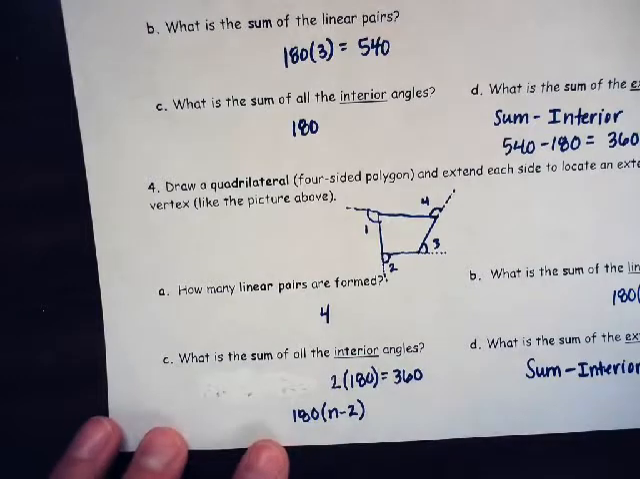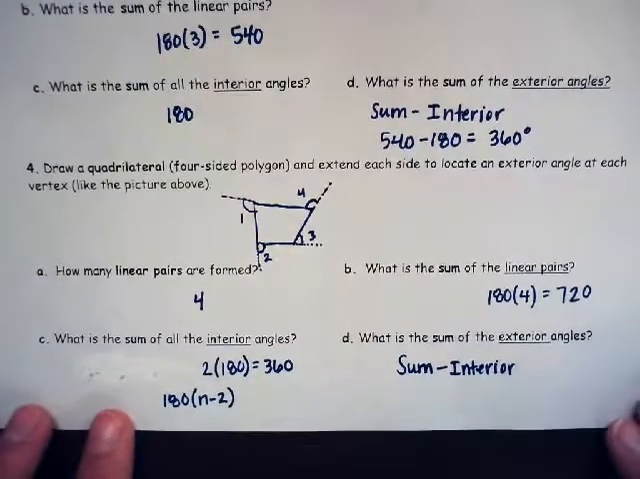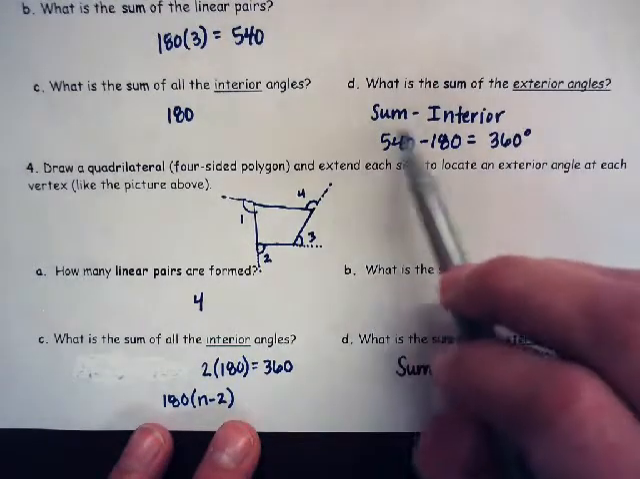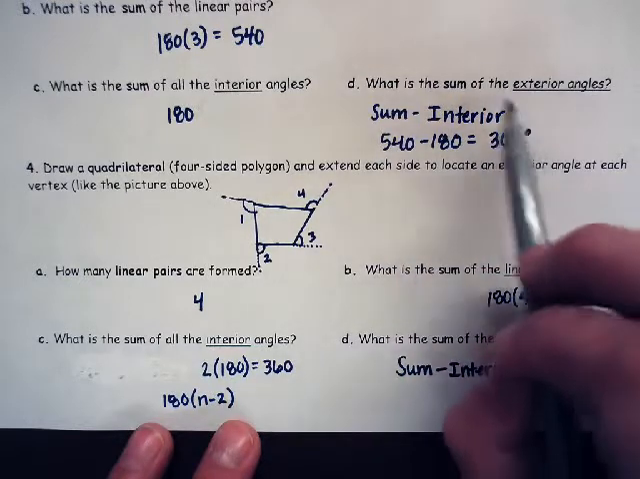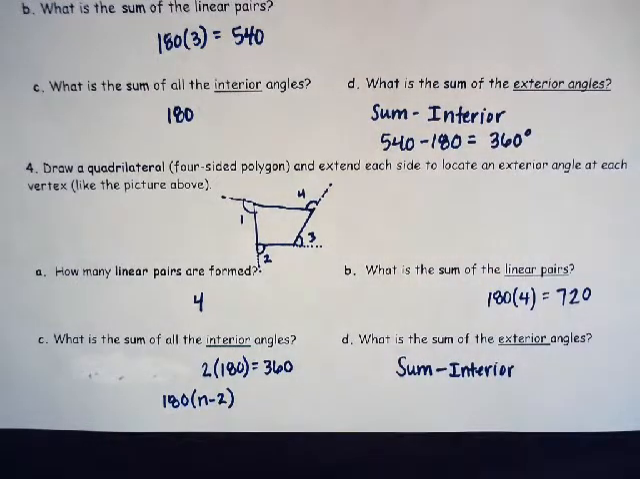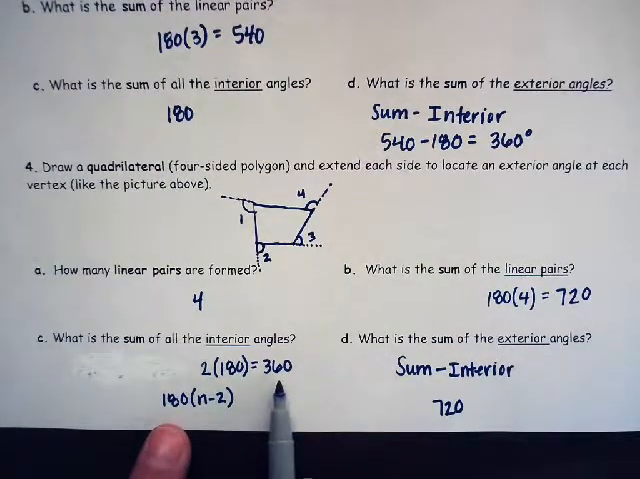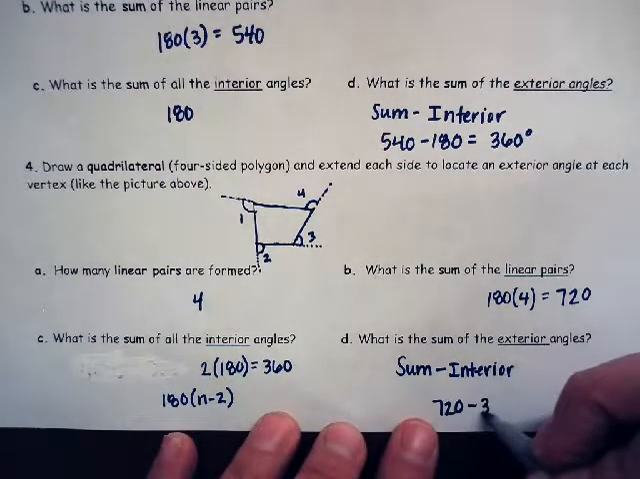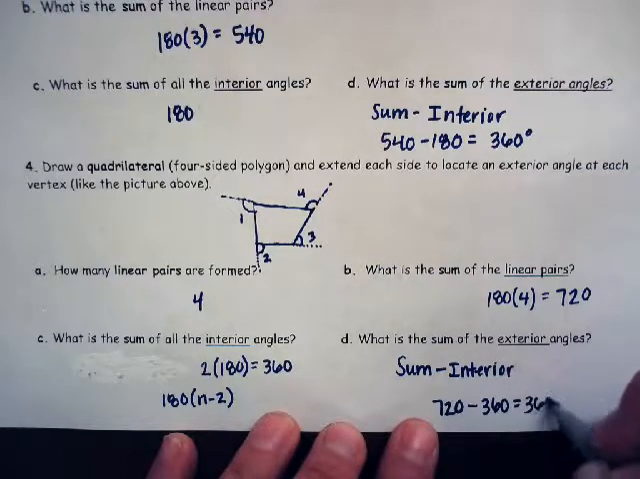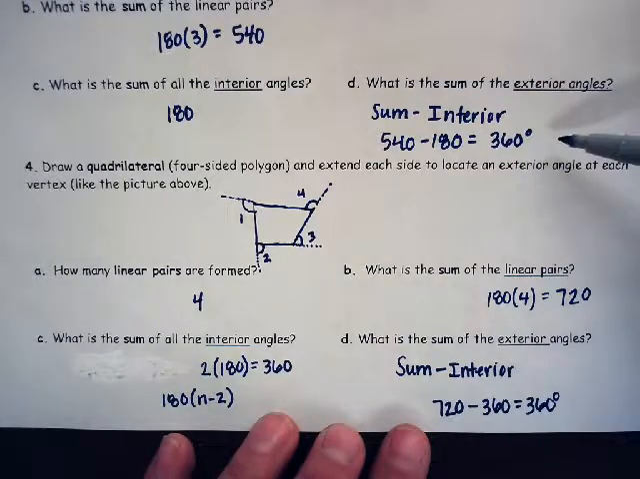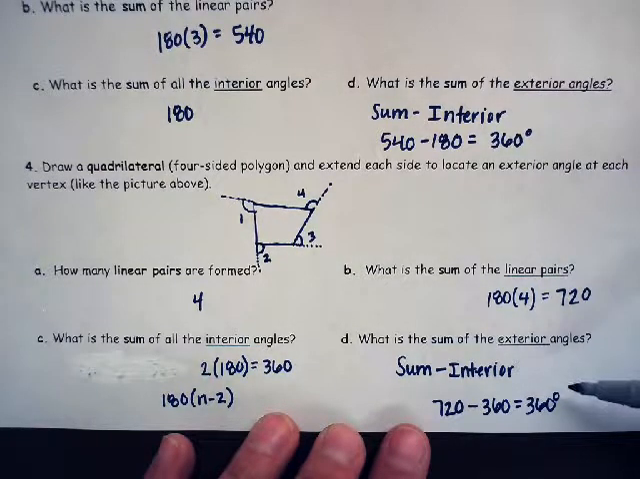And I got 360. So we're going to use the same rationale that we used up on 1D, right up here, where we take the sum of all the linear pairs and we subtract the sum of the interior, and that's going to give me the sum of the exterior. So the sum of all the linear pairs was 720. The sum of the interior angles was 360. So I'm going to subtract that, and I get 360 degrees. Now that's the same as the triangle. The same on both. Do you think this is true for all figures? Let's check it out.